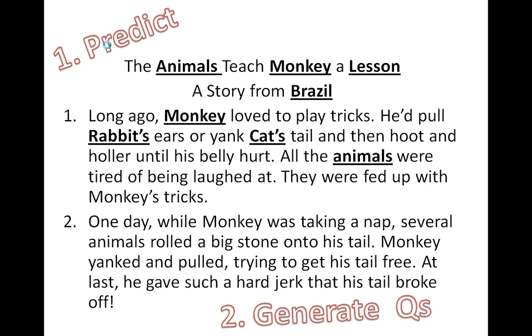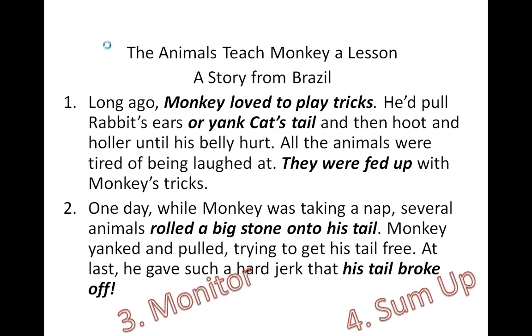Long ago, Monkey used to play tricks. He'd pull a rabbit's ears or yank Cat's tail and then hoot and holler until his belly hurt. All the animals were tired of being laughed at. They were fed up with Monkey's tricks. One day, while Monkey was taking a nap, several animals rolled a big stone onto his tail. Monkey yanked and pulled, trying to get his tail free. At last, he gave such a hard jerk that his tail broke off.